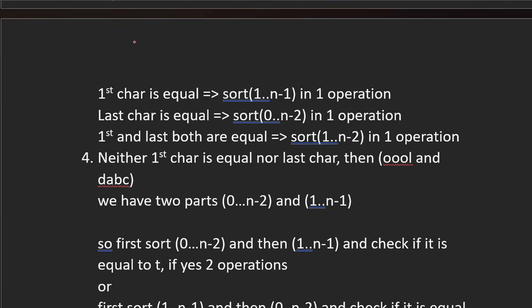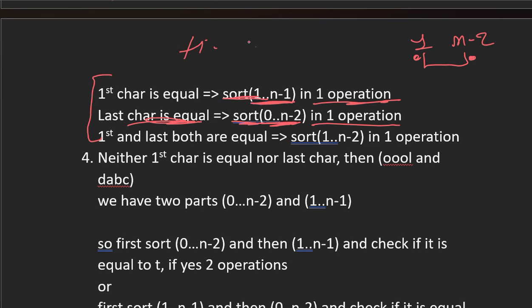If the first character is equal, then we'll be sorting the string from index 1 to n minus 1 in one operation. Or if the last character is equal, then we'll be sorting the string from index 0 to n minus 2 in one operation. Or if the first and last both are equal, then we'll be sorting the string from 1 to n minus 2 in one operation. So if either the first is equal or the last character is equal or both are equal, then the number of operations required is only one. So this is the first case we will be checking.